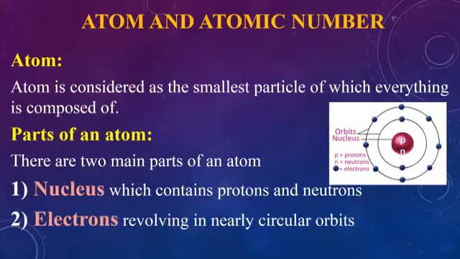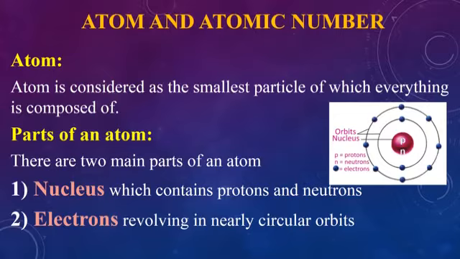Let us start from the very basic thing, that is atom and atomic number. So what is an atom? An atom is considered as the smallest particle of which everything is composed. Students, we know that everything that occupies space and has some mass is called matter, and matter is composed of molecules, and molecules are composed of atoms. An atom is the basic unit for everything. Everything is made of atoms.